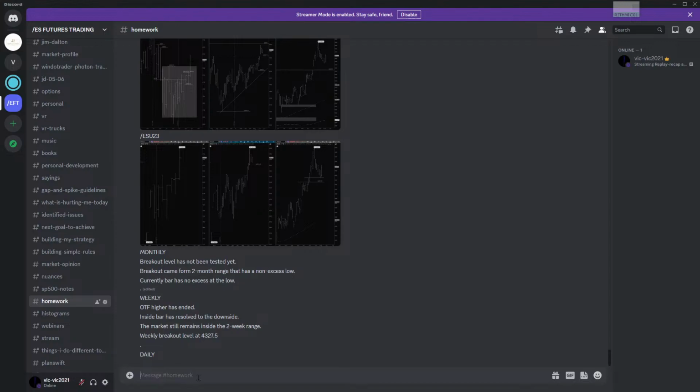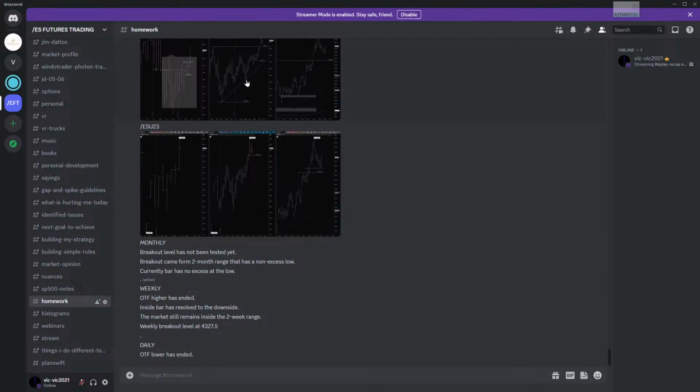Okay, daily: one time frame lower has ended. Can you see how time frames can be different? The weekly was going to the downside and to the upside. The trend was to the upside in the weekly, and now that trend is over. Now, the daily time frame was going to the downside. That trend is over.